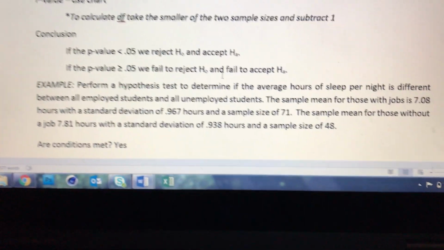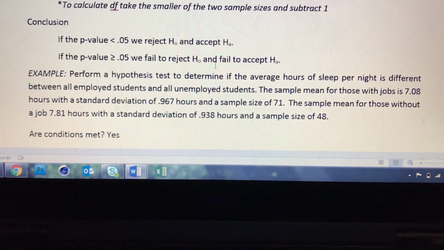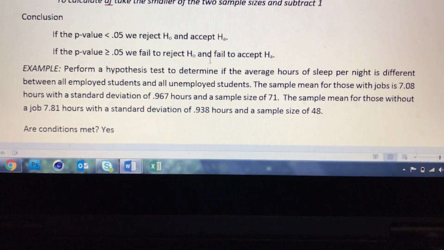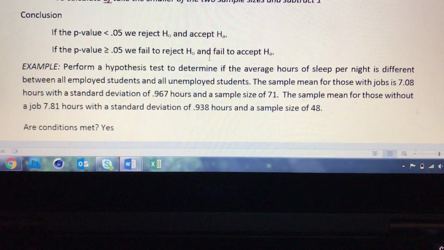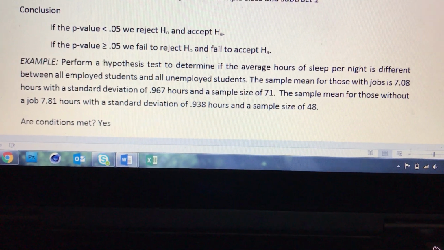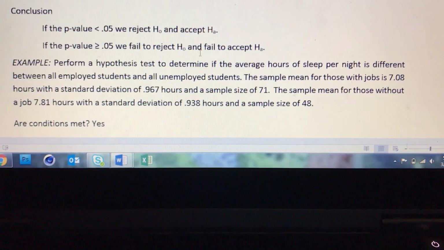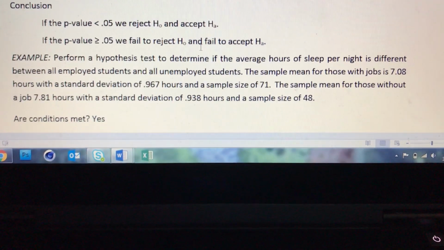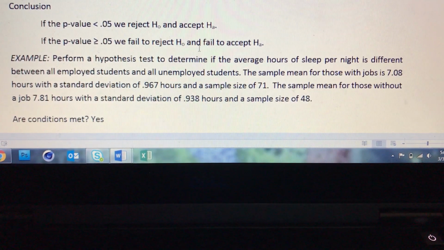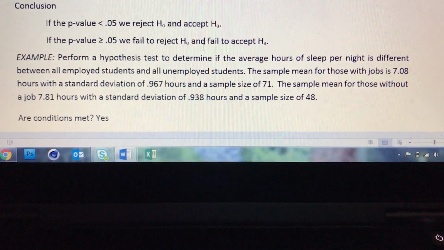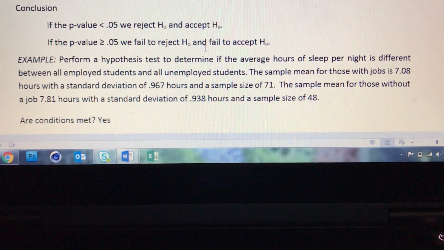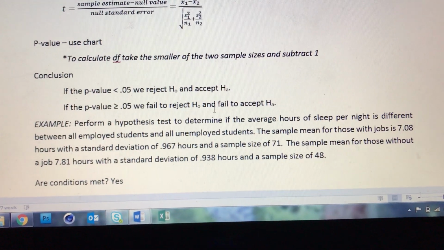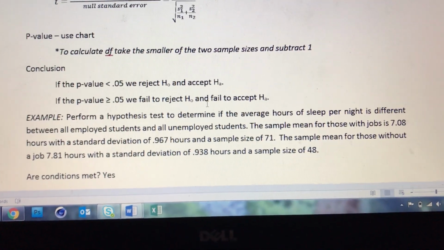So we will perform a hypothesis test to determine if the average hours of sleep per night is different between all employed students and all unemployed students. Here we have the sample mean, the sample standard deviation, and the sample size for each one of our groups. These are all things that we can find from the Explore option. So just like we did back in Chapter 3, where we were trying to find the sample mean, the sample standard deviation, and the sample size, we can do that broken down by a group. And here the group is whether or not the student has a job.